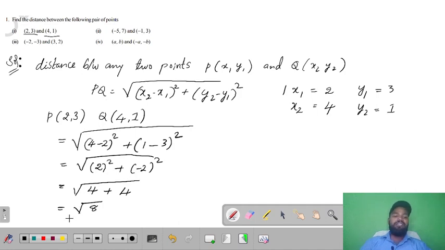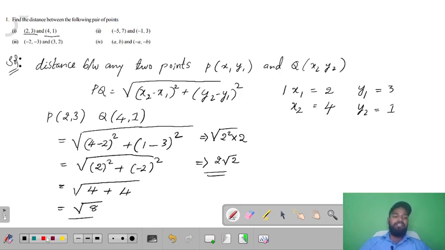We can write root 8 as root of 2 square into 2, that is 4 into 2, which is 8. So from the root we get 2 outside. So we can write it as 2 root 2. This is your distance. This is the PQ distance, the distance between the 2 points.